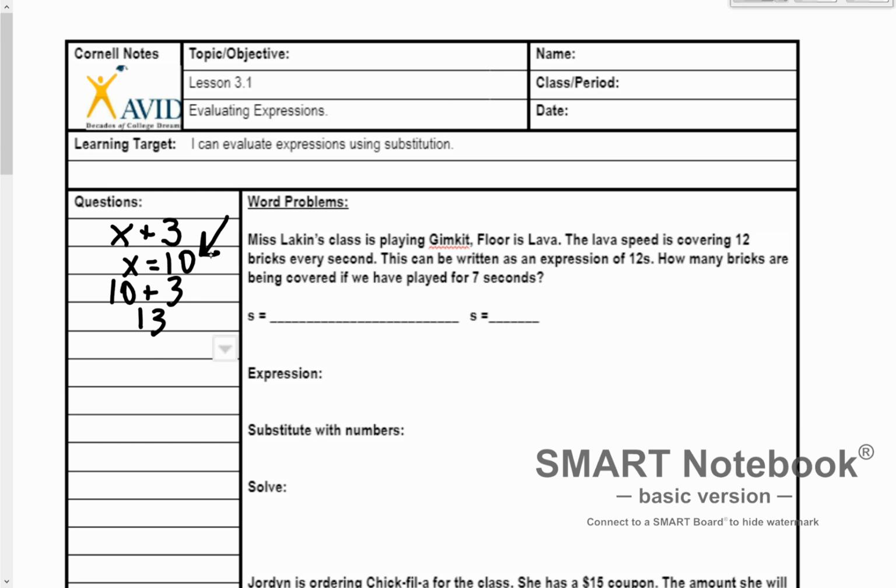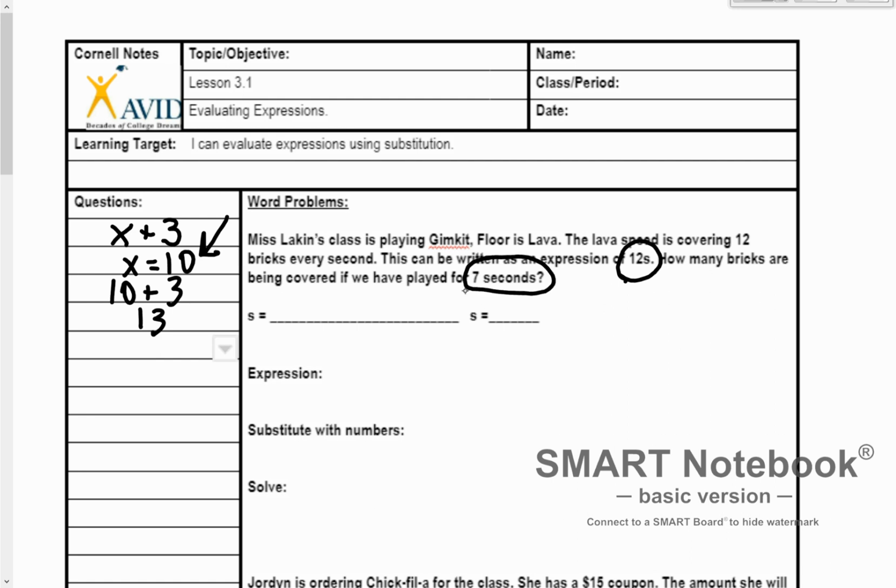All right, so we've just got a couple problems that we're going to go through together, and then you'll get to your practice. Miss Lakin's class is playing Gimkit Floor's Lava. The lava speed is covering 12 bricks every second. This can be written as an expression of 12s, so our expression is 12s. How many bricks are being covered if we have played for 7 seconds?